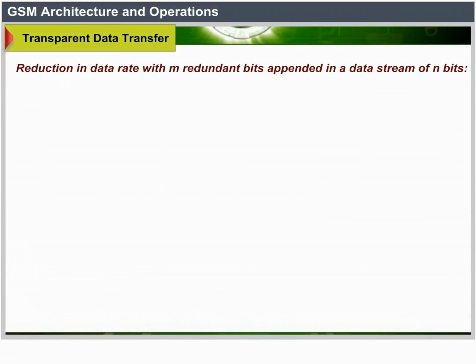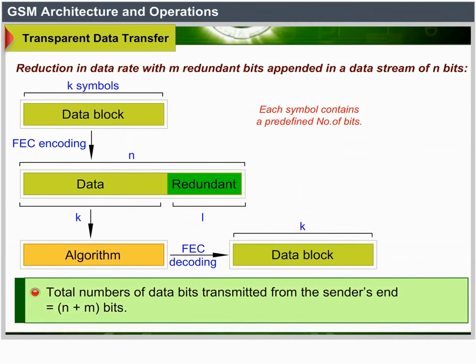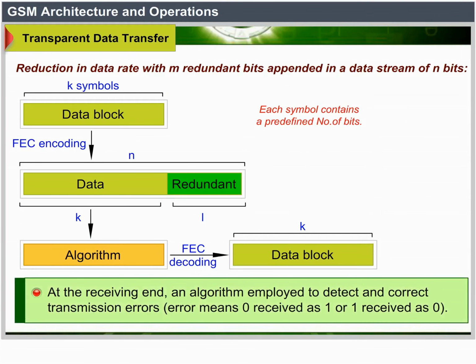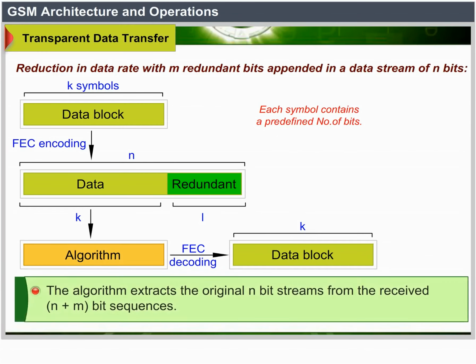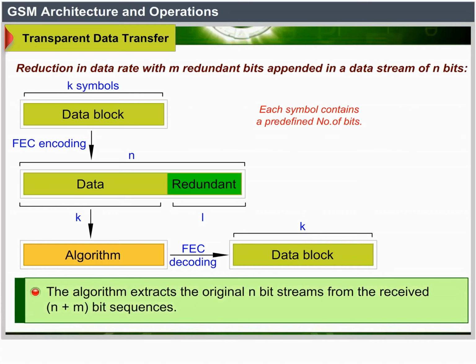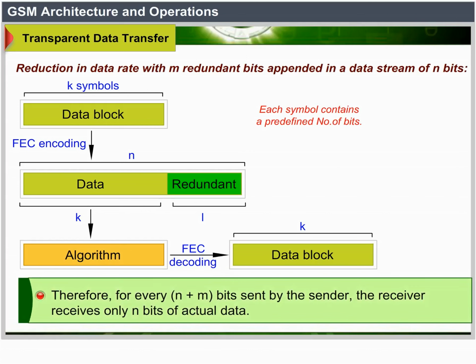Reduction in data rate with m redundant bits appended in a data stream of n bits. Total number of data bits transmitted from the sender's end is n plus m bits. At the receiving end, an algorithm is employed to detect and correct transmission errors. Errors mean 0 received as 1 or 1 received as 0. The algorithm extracts the original n bit streams from the received n plus m bit sequences. Therefore, for every n plus m bits sent by the sender, the receiver receives only n bits of actual data.